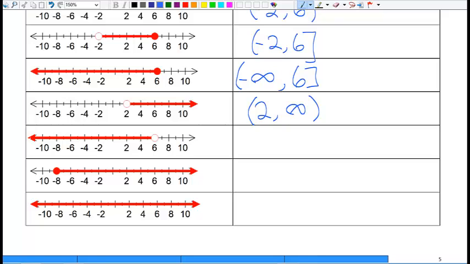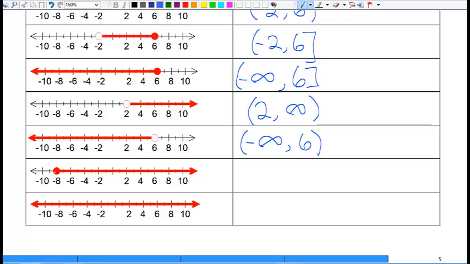Alright, the next one has an arrow going to the left, so how low can I go? Negative infinity, comma, how high can I go? Well, the highest I can go is 6 this time. I can never include infinity, so I always put a parentheses there. And in this case, I can't include 6 because it has an open circle.